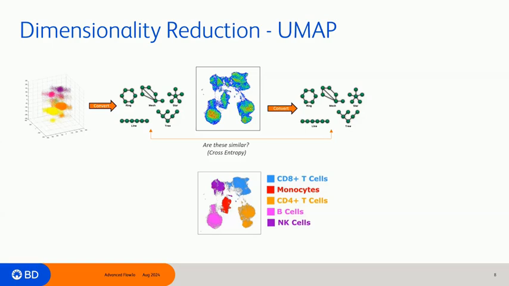This means that UMAPs can provide a better overview of the data's overall structure, helping to understand relationships between different clusters or populations.